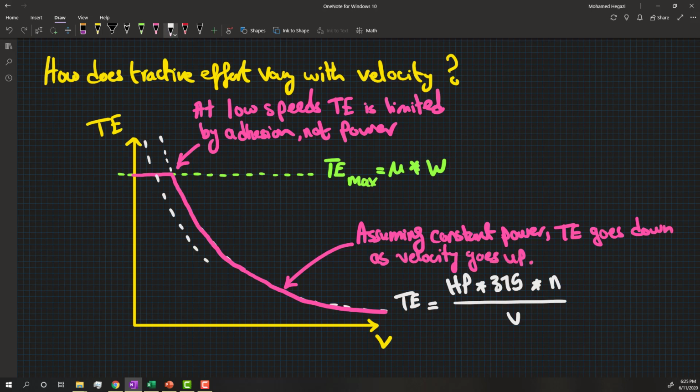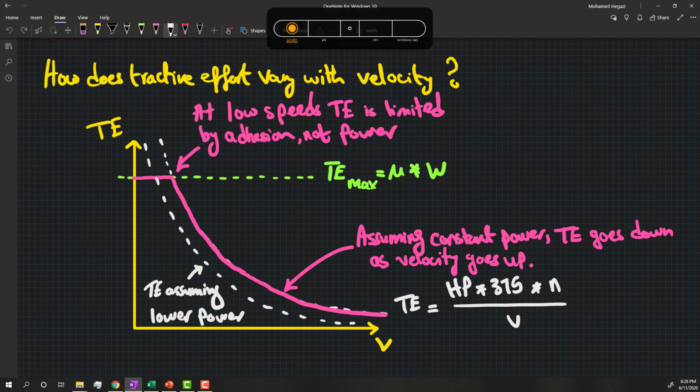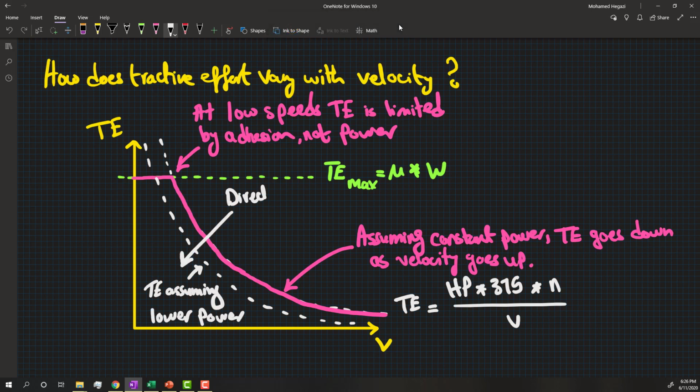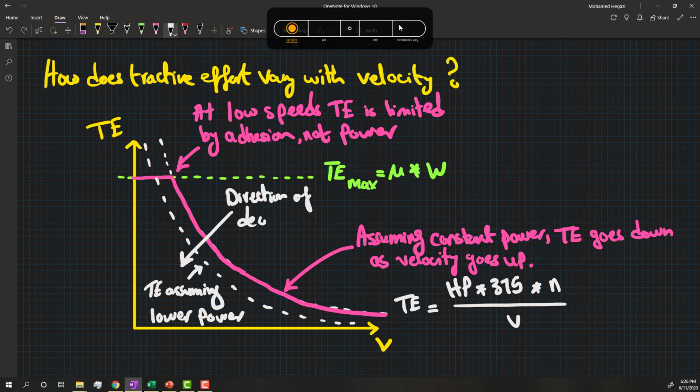Now, what happens if you increase or decrease that power? Well, increasing or decreasing the power shifts the curve upward or downward. So if you see in the dashed white line, that's what the tractive effort looks like if you reduce your horsepower.